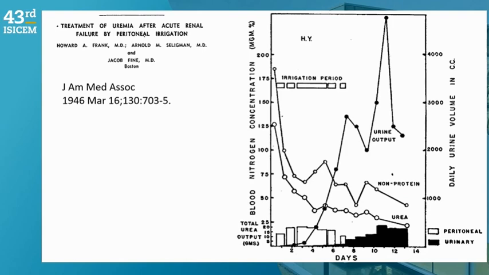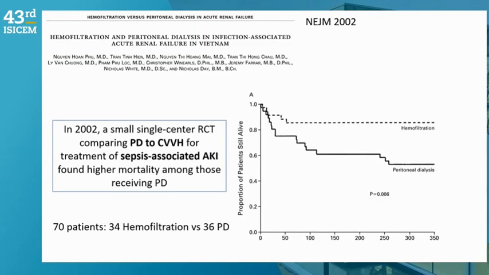This paper explained the treatment of uremia after acute renal failure. It was in 1946, you can see. But 22 years ago, this single randomized control trial showed that it was better to use hemofiltration than peritoneal dialysis in the ICU.